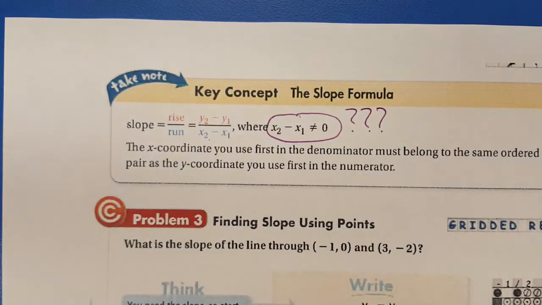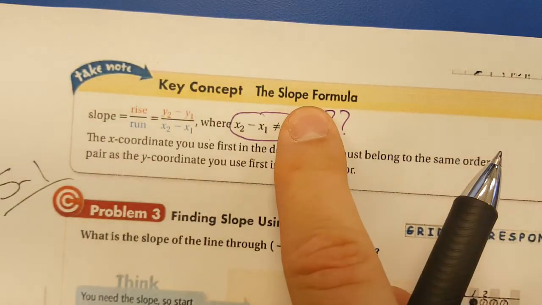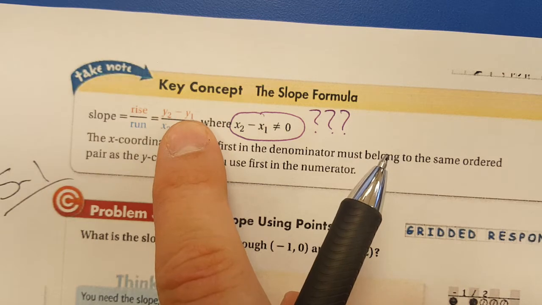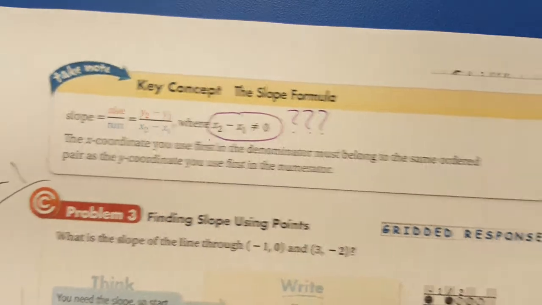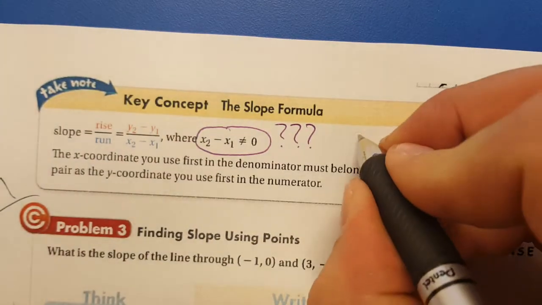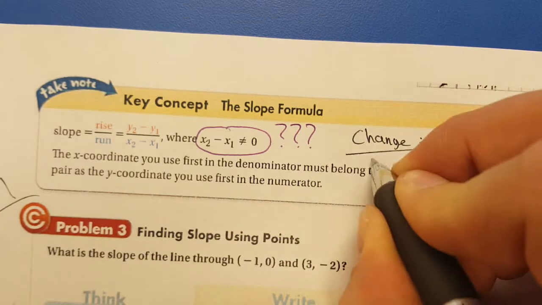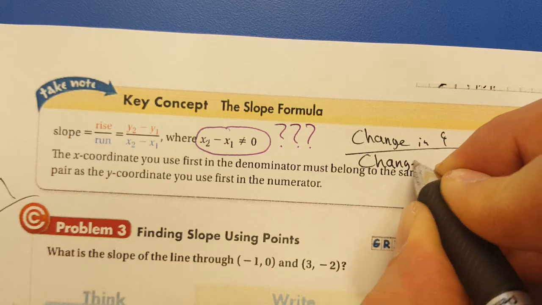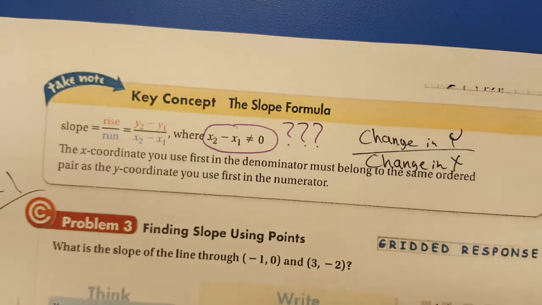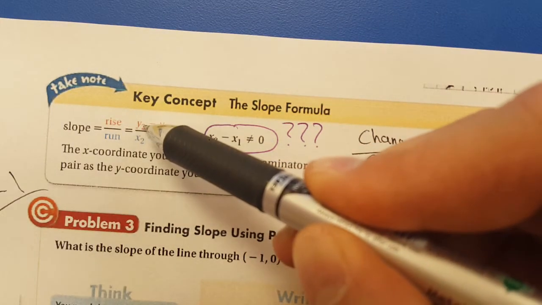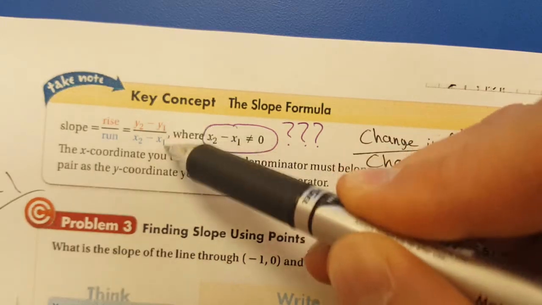Okay, problem number 3 from the 5-1 notes. Now, here is the slope formula. What you do is you take y2 minus y1 and put it over x2 minus x1, as long as x2 minus x1 is not 0. Here's what I like to think: I like to think of the change in y over the change in x. Remember, change. You take the new thing minus the old one. These x2 and y2 are the new coordinate points, and then x1 and y1 are the old coordinate points.